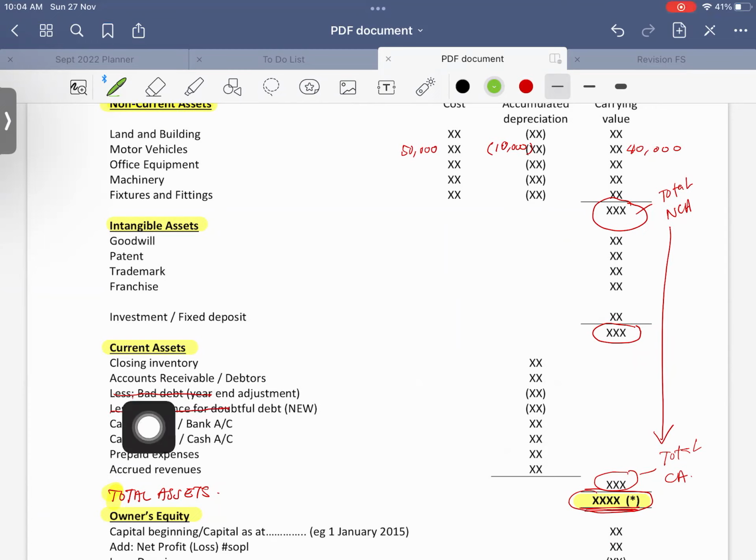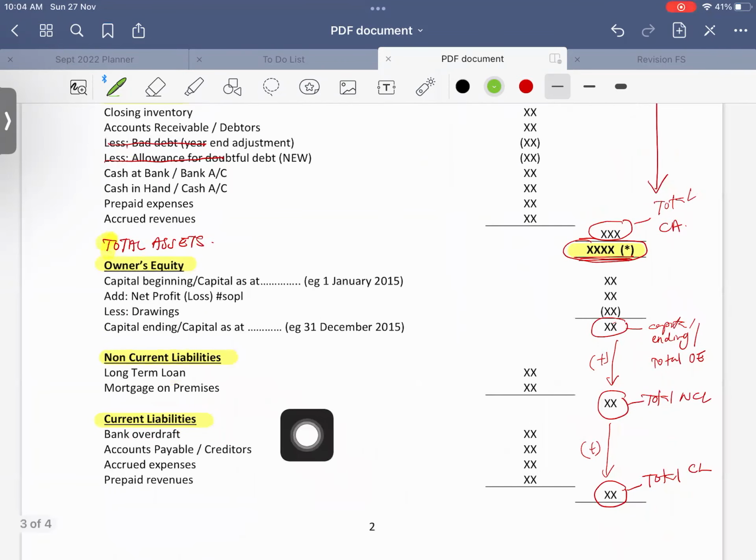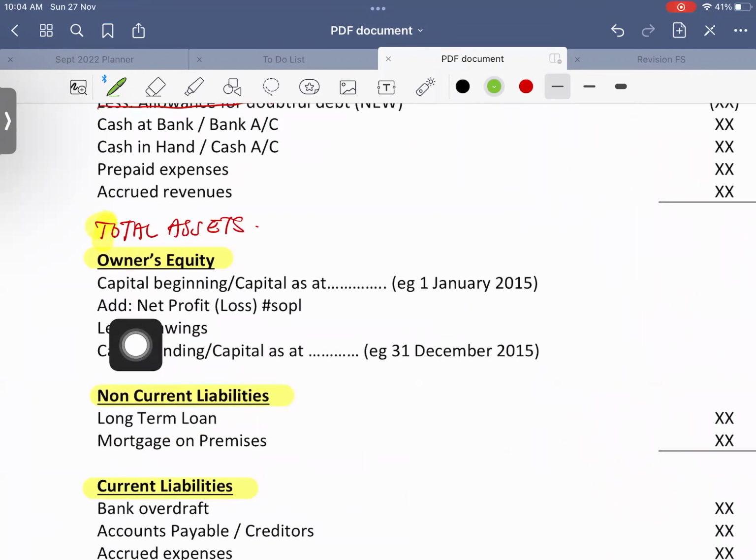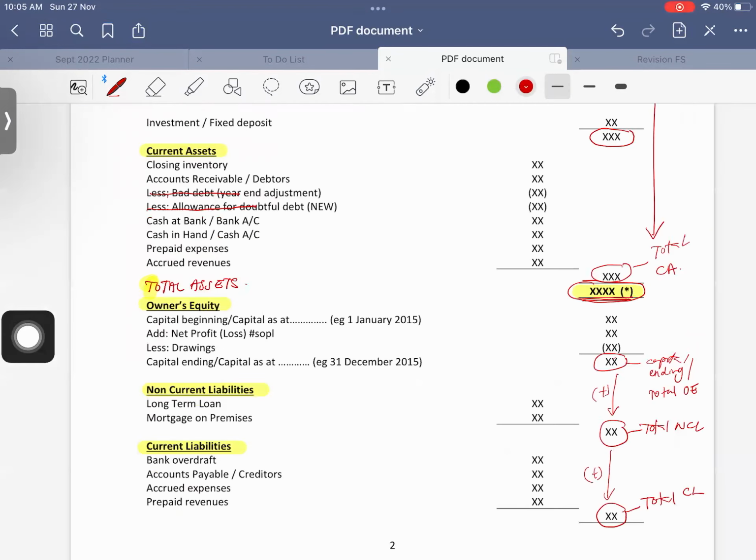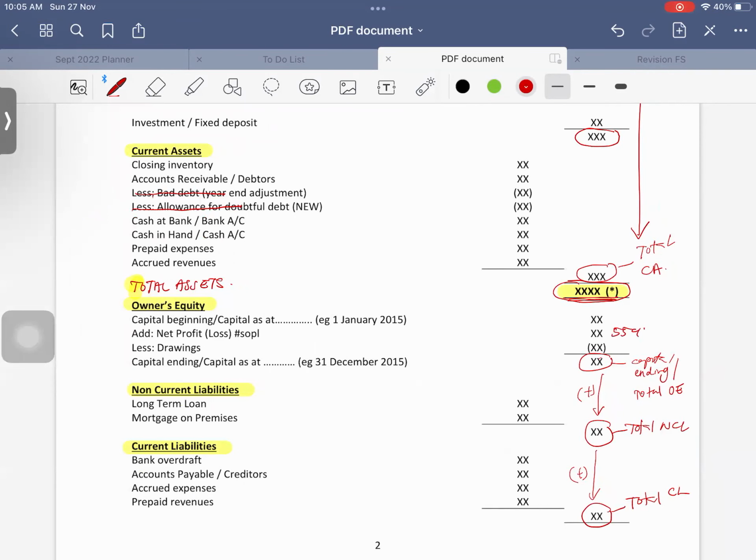Okay. Dah lah, ni dah kiranya you dah transfer. Tiba-tiba bawa owner's equity. I cakap tadi you kena transfer your net profit tadi yang you dapat from your SOCI to here. Kena plus with your capital value, opening capital. Kena add here lah. Kira tadi 5547. You kena add with your capital value.